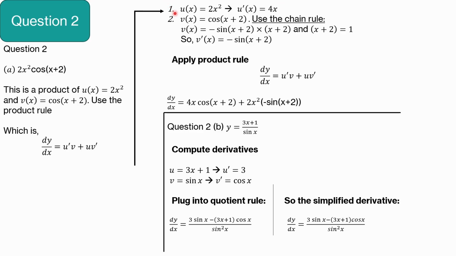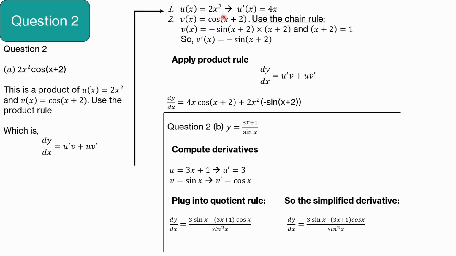For step 2, we're going to differentiate v of x. For that, we use the chain rule, because there's a function inside another function. So we differentiate cos of x plus 2, which gives negative sin of x plus 2, and then multiply by the derivative of x plus 2, which equals 1. So our v prime is negative sin of x plus 2. Then we apply it into the product rule. Basically just plug it in.